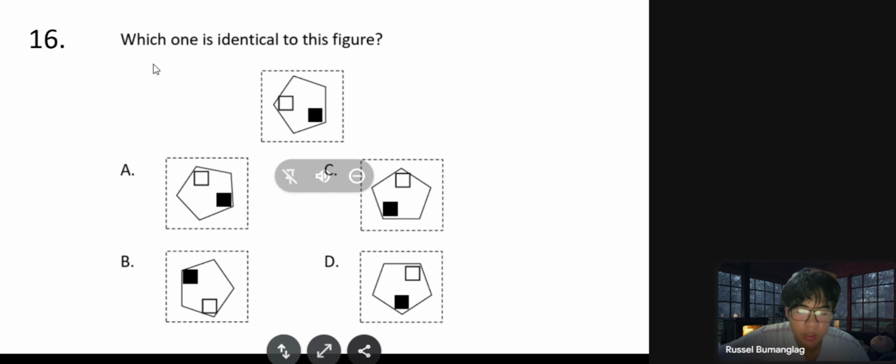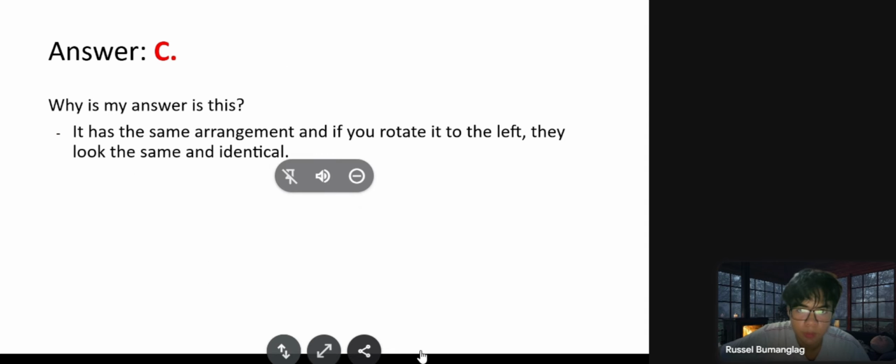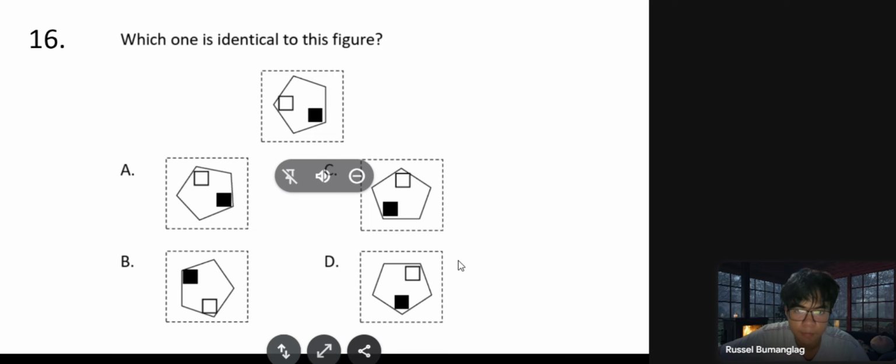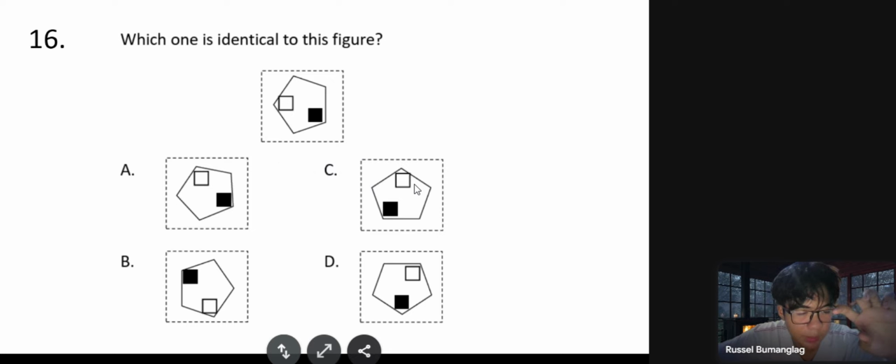So for number 16, which one is identical to this figure here? My answer is letter C. It has the same arrangement, and if you rotate it to the left, they look the same and identical. If you rotate that to the left, the arrangements are still the same and they'll look the same. So that's why I choose C.